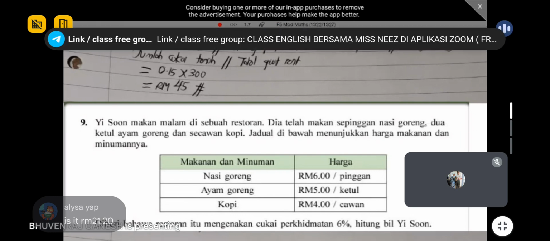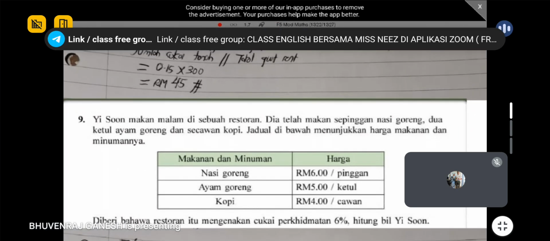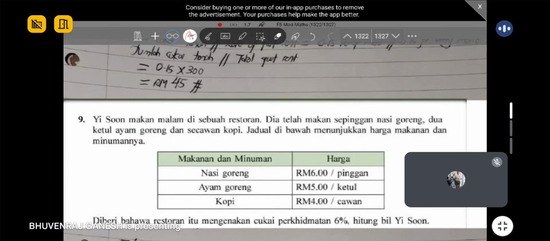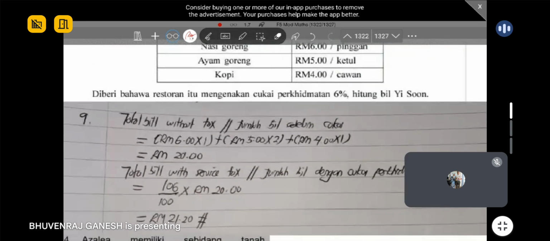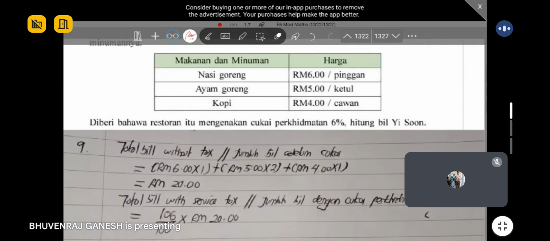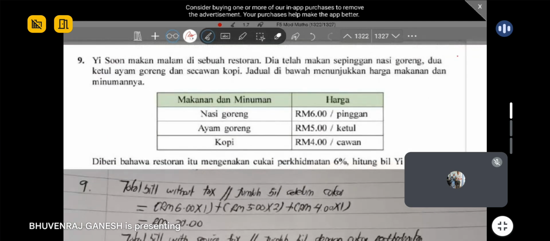Very good. Okay, girls team, 2 points. The answer is 2120, guys. Very good. Okay, so this is how you solve. Basically, the catch is they tell you you have 2 ayam goreng, so you must times this value by 2. That's all. Then you will get the answer of 20, your total bill.